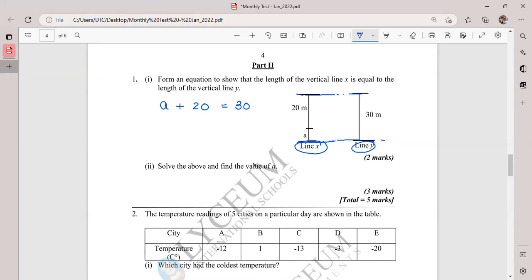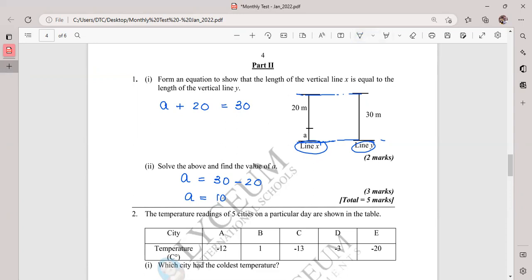And using this equation, you want to solve this. How do you solve? What do you want to find? You want to find the value of A, right? So when you want to find the value of A, you send that positive 20 to the other side. What will happen, children? That becomes 30 minus 20. Then A is equal to 10. A is equal to 10, right? So that is question number 1.